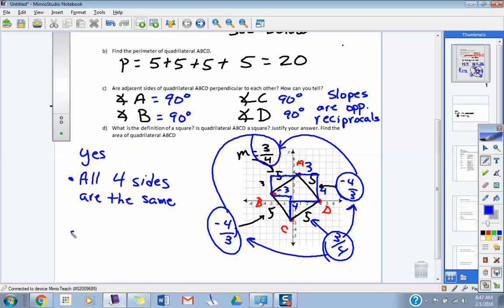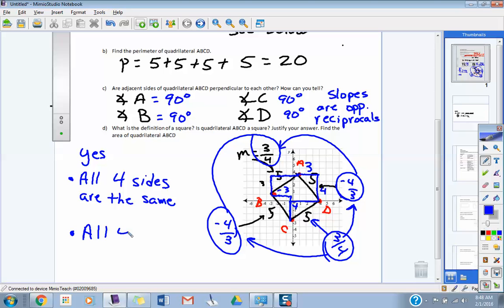And then, what do we know about all the angles? They're the same because each side that's adjacent to each other, the slopes were what of each other? And we learned a long time ago that if you have two lines where the slopes are opposite reciprocals of each other, then you have a 90-degree angle, or perpendicular lines. Okay, so all four sides are equal.